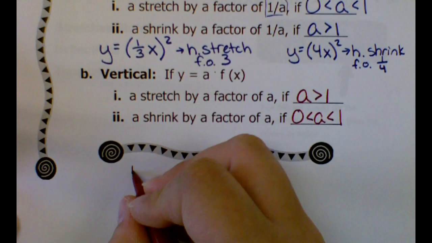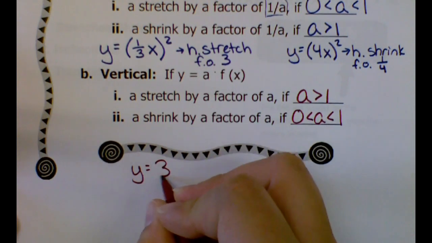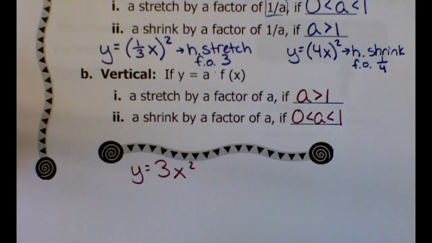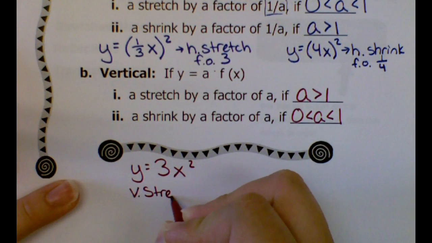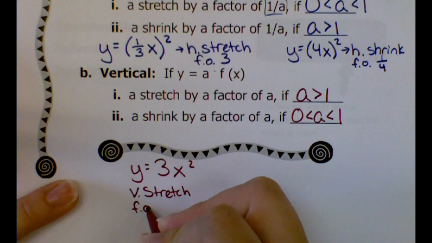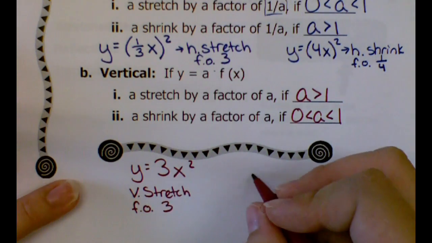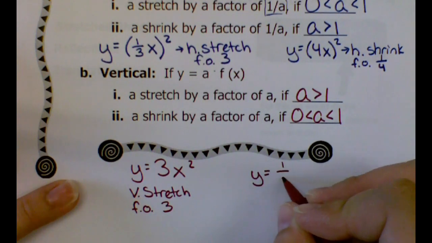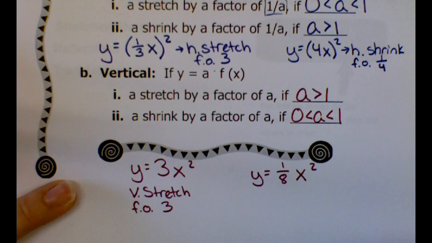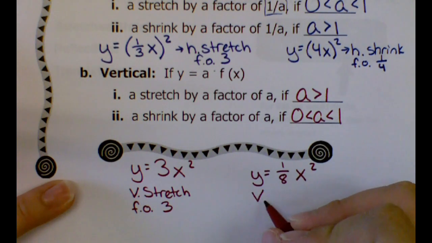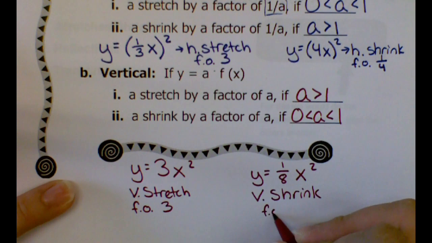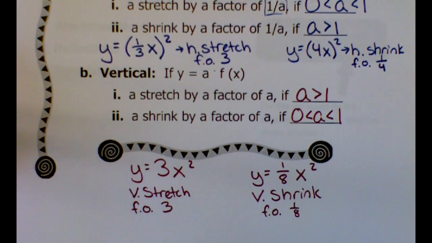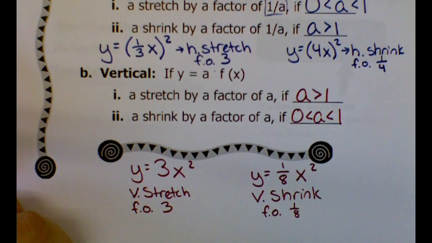So if I use y equals 3x squared, notice that that 3 is not in with the x. It's not squared. It's just a 3. That is a vertical stretch by a factor of 3. If I said y equals 1/8 x squared, well, that's between 0 and 1, so that's a vertical shrink by a factor of 1/8. That just means it's 1/8 as tall as it was before.